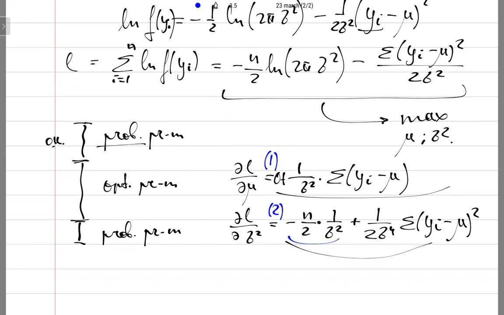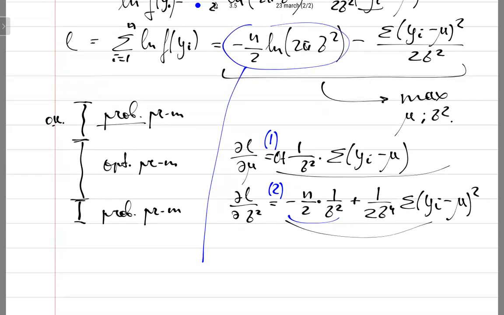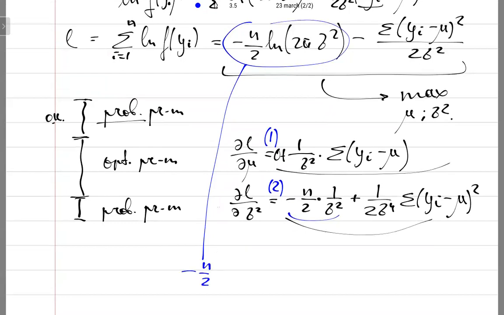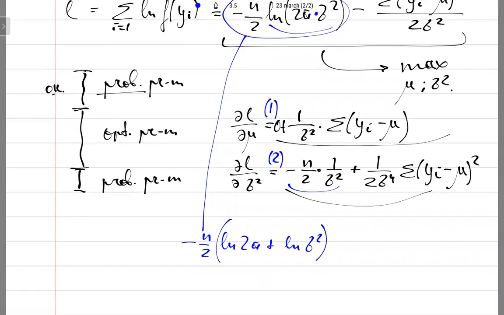Why? I work with logarithm, I prefer it. Honestly speaking, what I do, I say minus n/2 times the logarithm of a product, so it's logarithm of 2 pi plus logarithm of sigma squared. I know that when I multiply numbers, the logarithm of a product is the sum of logarithms. That's a basic property of logarithms. When I take the derivative, the 2 pi will disappear completely because that's a constant. And I will have minus n/2, which is outside the bracket.